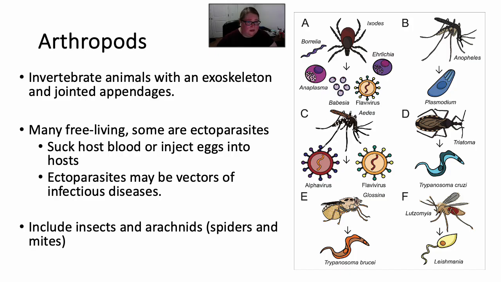Now, we're going to leave the helminths behind. We're not really going to talk about the roundworms. What we're going to talk about last is the arthropods. These are going to be the insect vectors that we talk about. So these are invertebrate animals with an exoskeleton and jointed appendages. This is going to be our ticks. These are all sorts of different pathogens that ticks can transfer to humans.